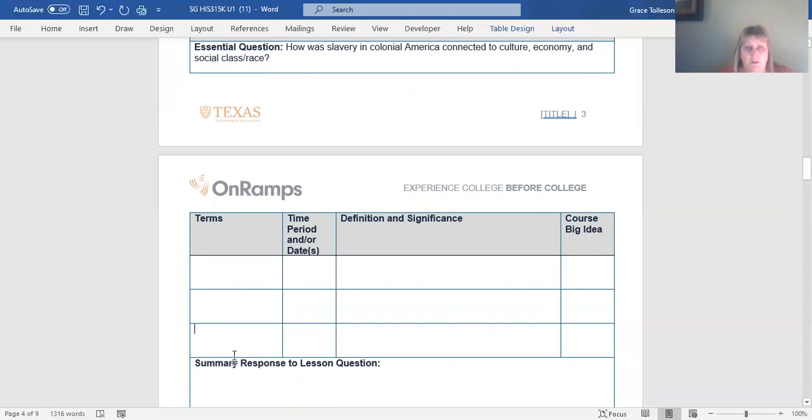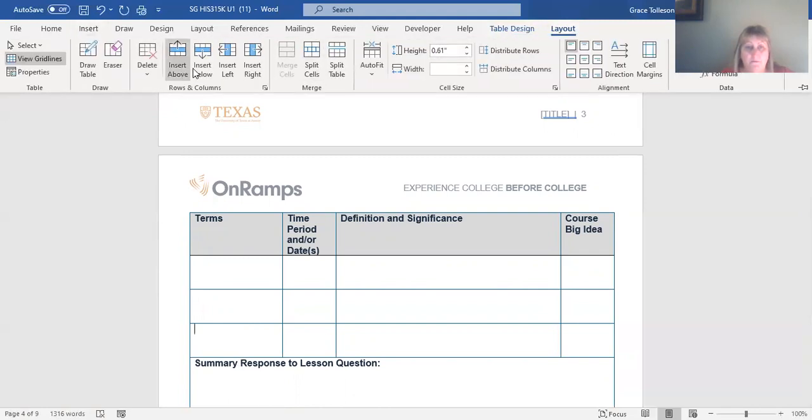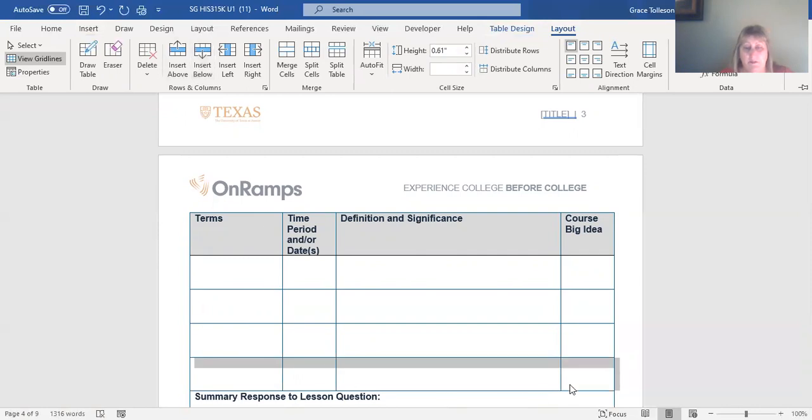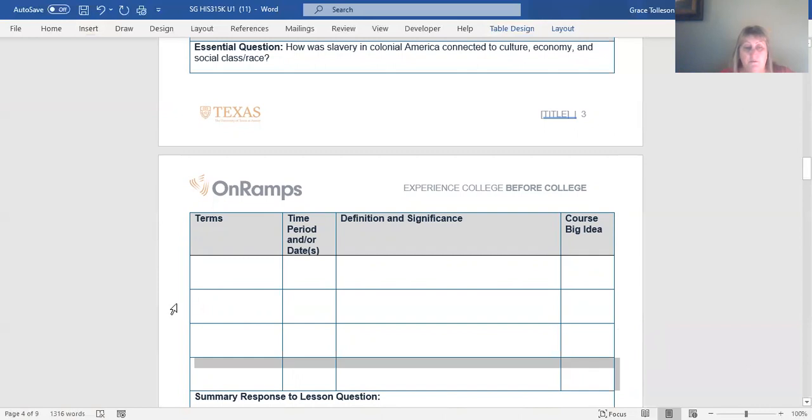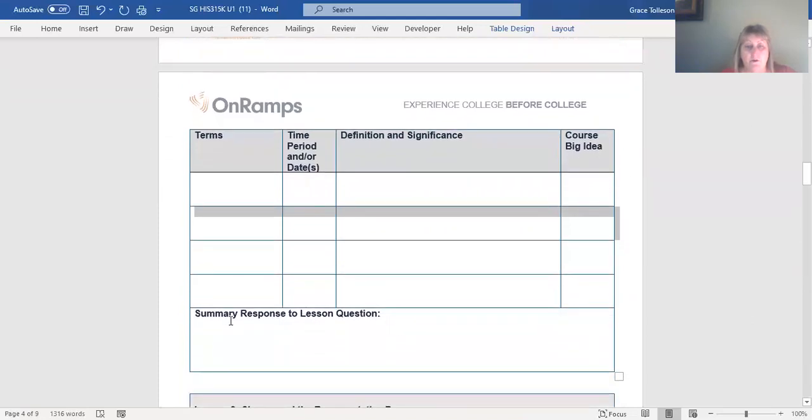There are only 3 lines for you here, but if you're doing it digital, you can go in and add as many lines as you need. If you are doing this on paper, of course you can add sheets of paper before you turn it in to me. Okay. Then you have a summary response to each lesson.